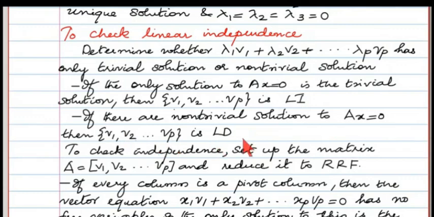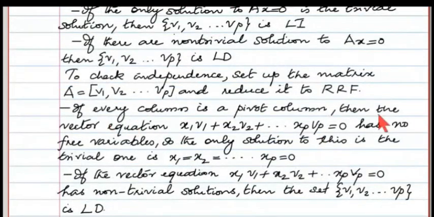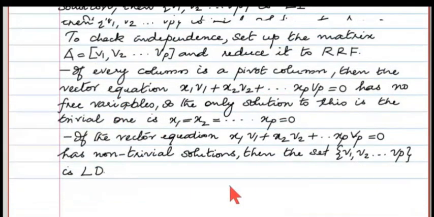To check independence, set up the augmented matrix and reduce it to the reduced row echelon form. If every column is a pivot column, then the vector equation x1 v1 plus x2 v2 etc. xp vp equal to 0 has no free variables. So the only solution is the trivial one, that is x1 equal to x2 equal to etc. xp equal to 0. If the vector equation has a non-trivial solution, then the set v1, v2, etc. vp is linearly dependent. If it does not contain a free variable, it has only the trivial solution, and if it has a free variable, it contains an infinite number of solutions.